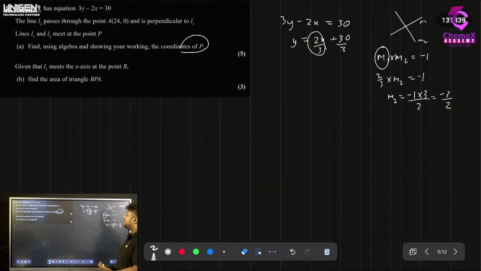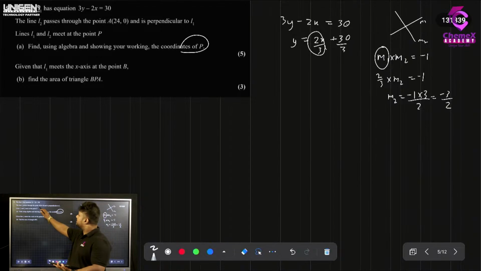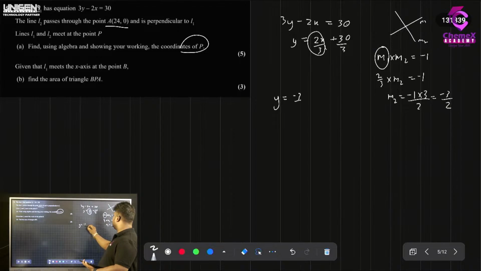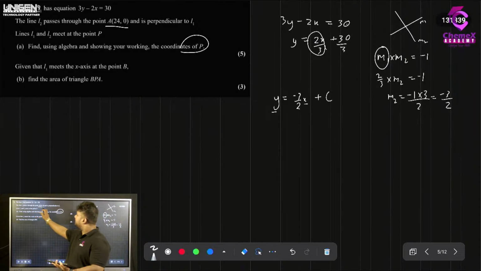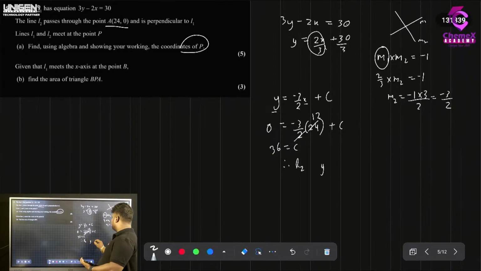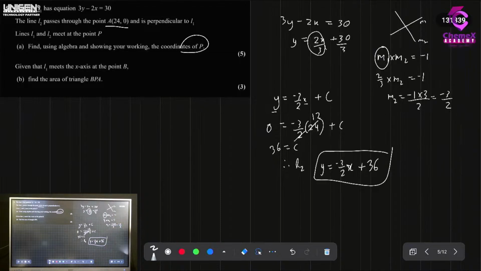Then, using algebra, show your working to find the coordinates of P. They're asking about L2, and L2 passes through A. So I can write y equals mx plus c, that is, y equals -3 over 2 x plus c. What are the coordinates L2 passes through? They give y is 0, x is 24. So c will be 36, when it goes to the other side. So what's the L2 equation? y equals minus 3 over 2 x plus 36. So this is the equation of L2.